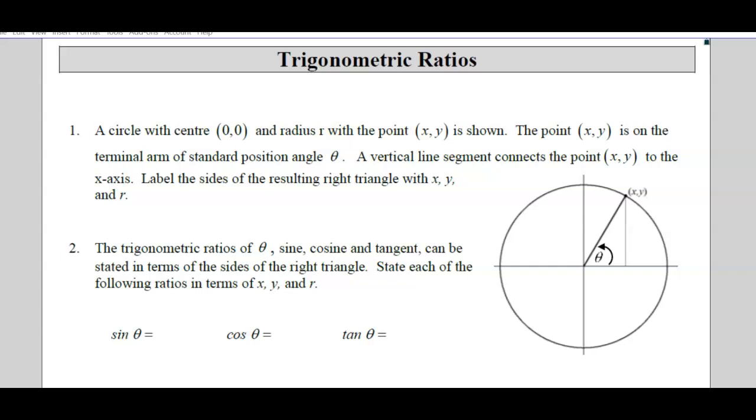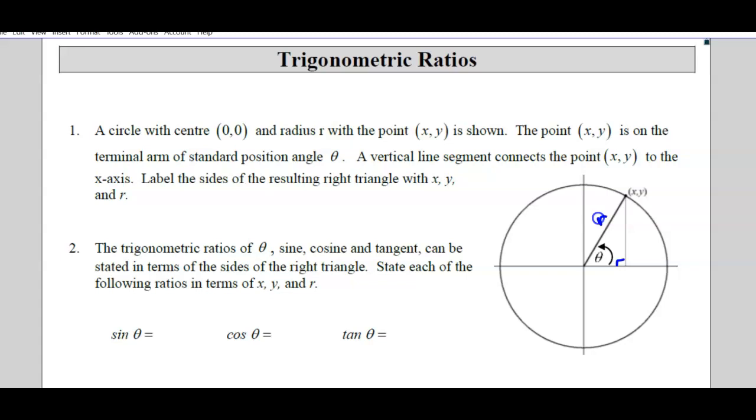So there's a circle with center (0, 0) and radius r. This is just any circle. The point (x, y) is on the terminal arm of an angle theta in standard position. So it starts here and ends here. That's a point on that terminal arm. If we join that point with a vertical line down to the x-axis, it forms a right triangle. It says label the sides of the resulting triangle with x, y, and r.